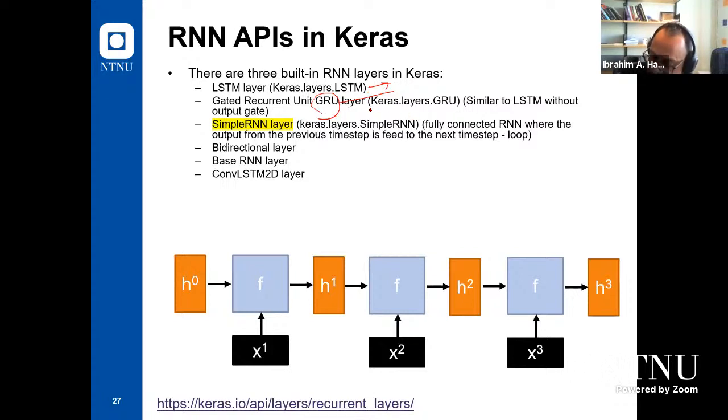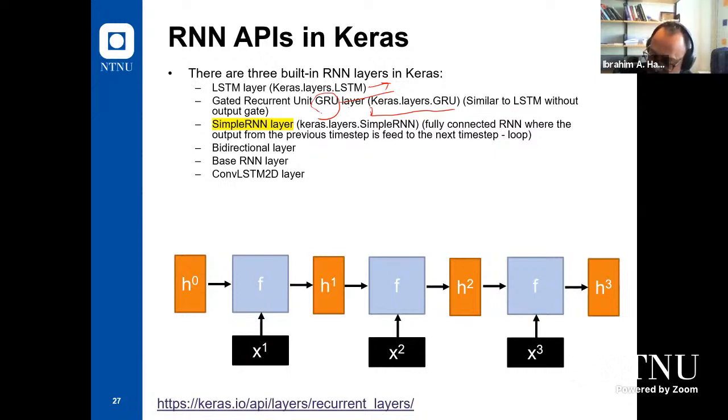But this is how, if you want to import it from Keras, you need to import the GRU API from keras.layers.gru. It's similar, in fact, to LSTM without the output gate. So it's just a simple version of LSTM. Why? Because LSTM takes more time. LSTM is a more complex model, and it's slower, and it takes time for training.